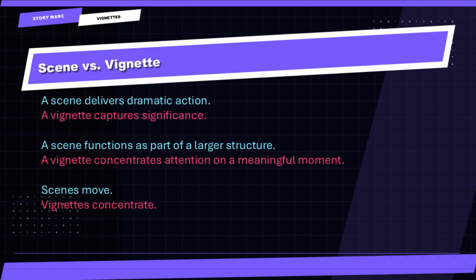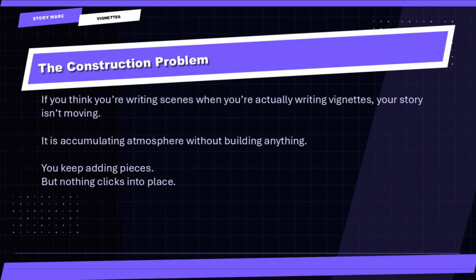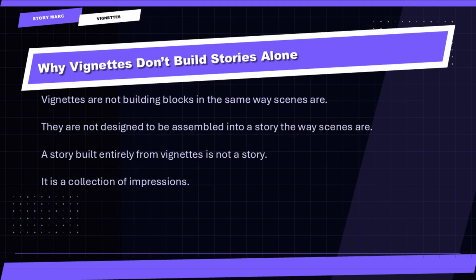It is not trying to deliver what a scene does mechanically, which is a dramatic action that functions as part of a larger structure. And recognizing this difference is important because of the problem it can create. If you're thinking you're writing scenes when you're actually writing vignettes, your story isn't moving. It's accumulating atmosphere without building anything. You keep adding pieces and nothing clicks into place, because vignettes aren't building blocks. They're not designed to be assembled into a story the way scenes are. A story built entirely from vignettes isn't a story. It's a collection of impressions.